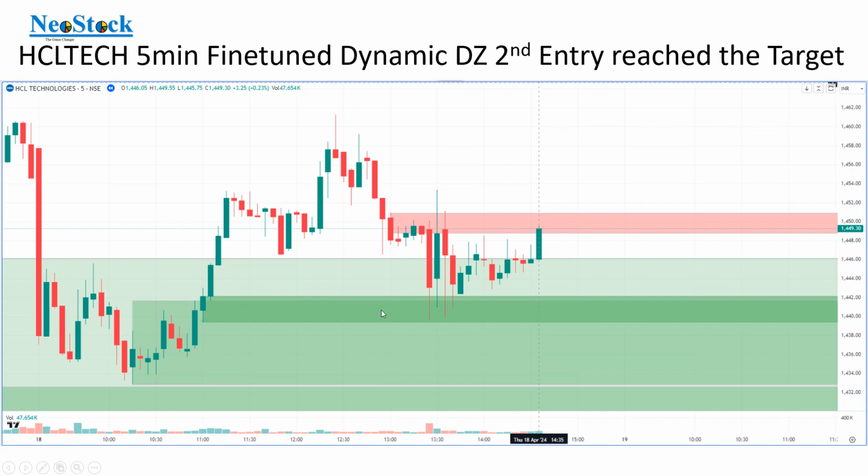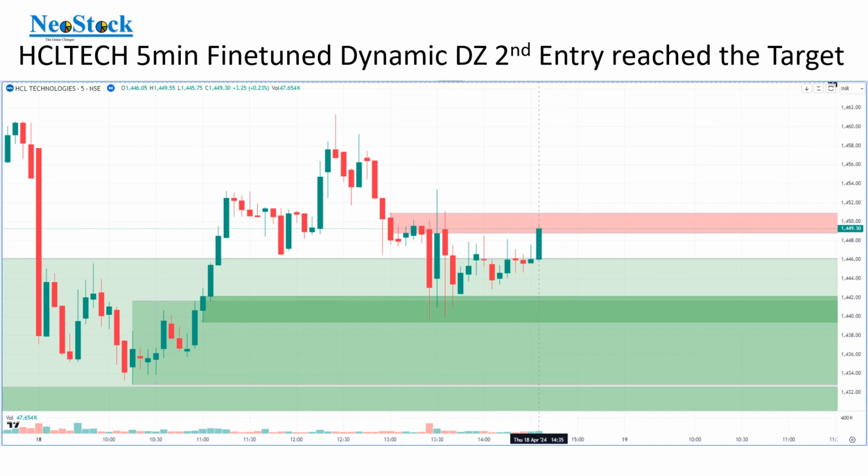During the intraday, on the same fine-tuned 5-minute zone, whether it is a normal fine-tuned zone or dynamic fine-tuned zone, definitely you can accept a second trade during the intraday. If the day is changed, you cannot take a second entry on the same zone, unless this is also a high liquidity zone. Anyway, it gave a second trade, and again second time also it reached the target. I'm just telling you how powerful these dynamic zones are.